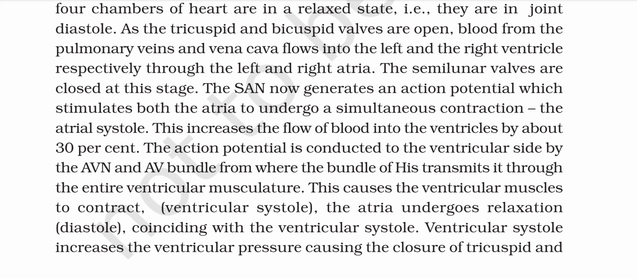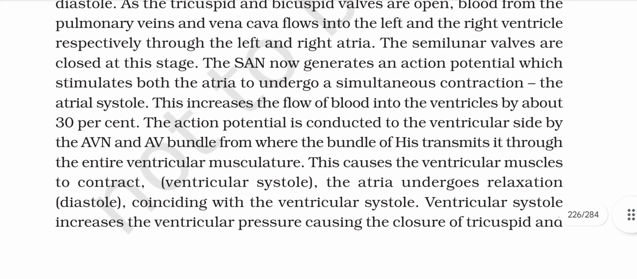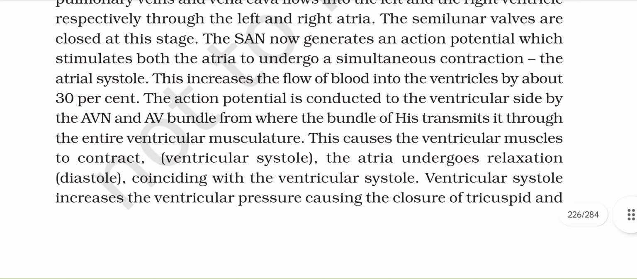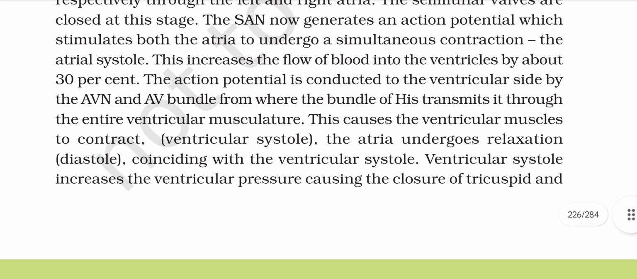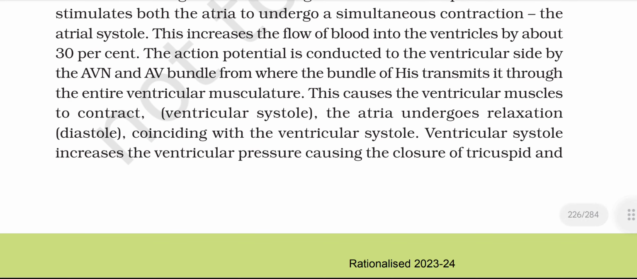Pulmonary veins and the vena cava, left and right. The vena cava carries deoxygenated blood to the right atrium. The semilunar valves are closed at this stage. The SAN now generates an action potential which stimulates both atria to undergo a simultaneous contraction. The atrial systole, the contraction. Systole means contraction. This increases the flow of blood into the ventricles by about 30%.